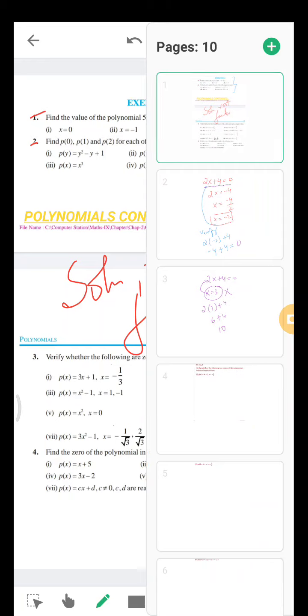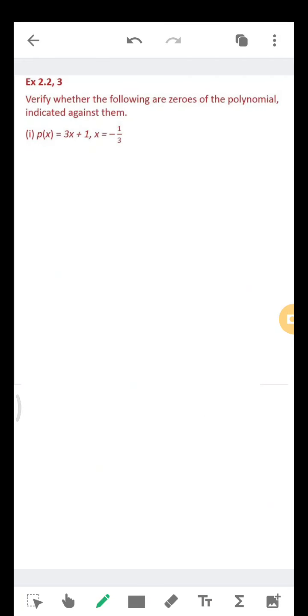Let's have a look at the first part of question number 3. One thing you should keep in mind, if x is equal to minus 3 is a zero, then the answer will also be 0. What is the other name of zero? Factor or a root or a solution. So the same thing we have to do as we did in question number 1 and 2, just substitute the given value in the given polynomial.